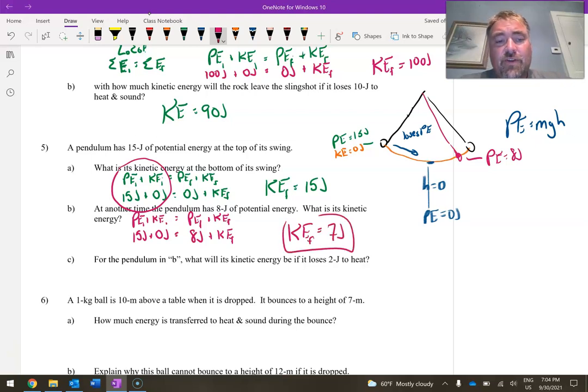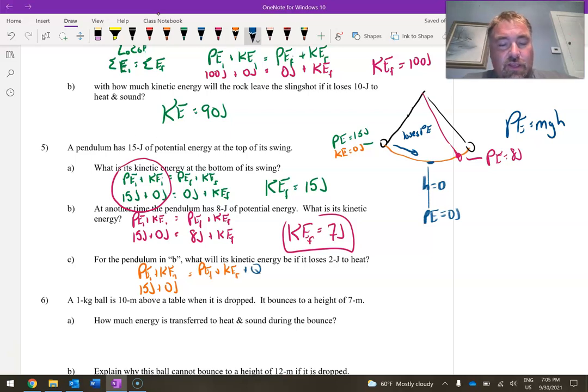Now, for part C and pendulum B, what would the kinetic energy be if it loses 2 joules to heat? For that situation, we look back and we just rewrite our equation. So we still have the PE initial plus KE initial. That stays the same. That's our total amount of energy we start with. So 15 joules plus 0 joules. And now we've got potential energy final plus kinetic energy final. But now we've got our plus Q here because we're going to lose 2 joules to heat.